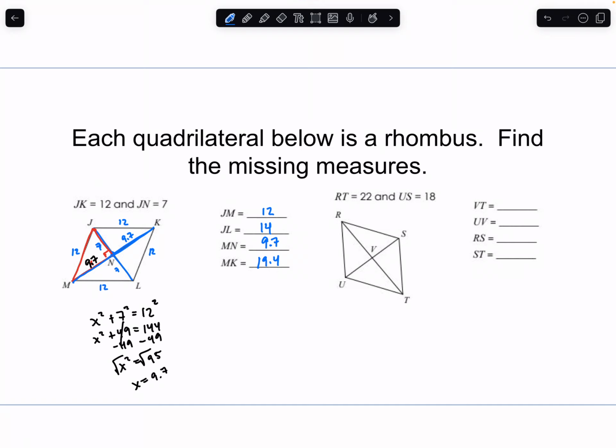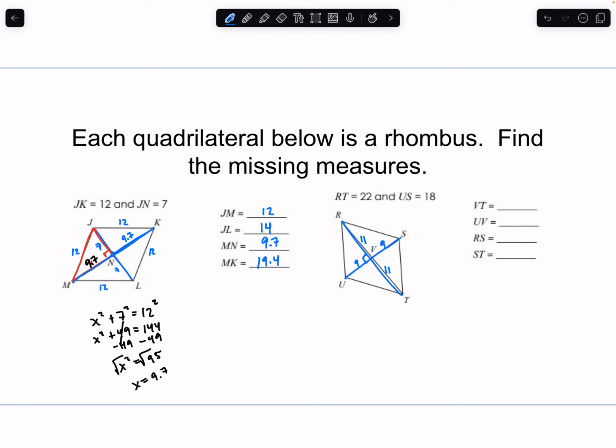Let's try this next example. RT is 22. This full length is 22. And this full length, US, is 18. I know that this is a right angle. Since they're bisecting each other, the full length is 22 for RT, which makes this length 11 and 11. See if I can make that a little bit bigger. 11 and 11. Since US is 18, that makes this length 9 and 9.